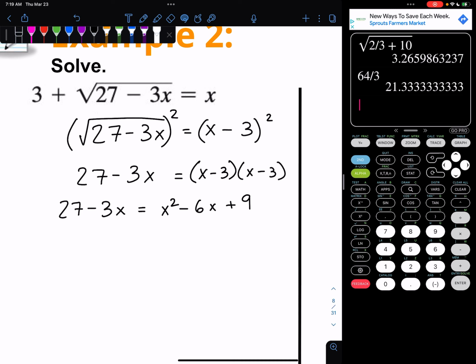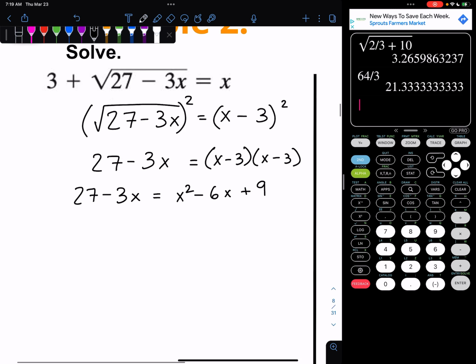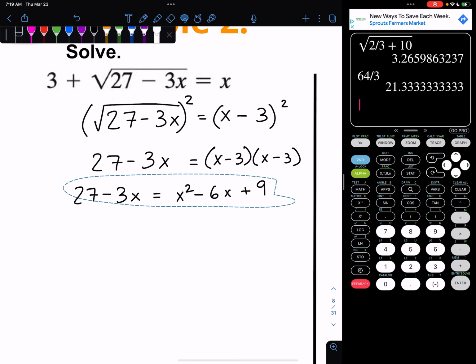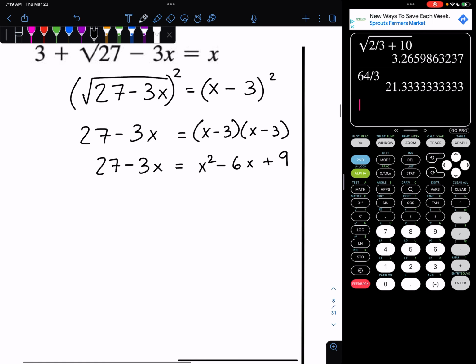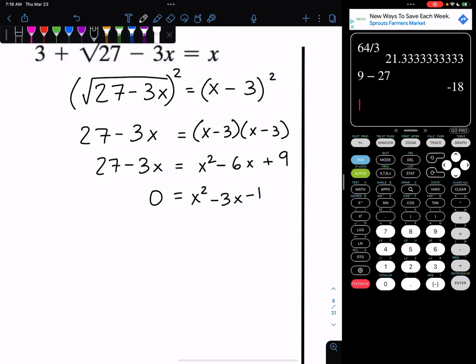And this is just practice of multiplying this over and over. You get the hang of multiplying these out really quickly. Okay. I want to move everything to one side, so x squared. Move over the 27, which should give me negative 18.